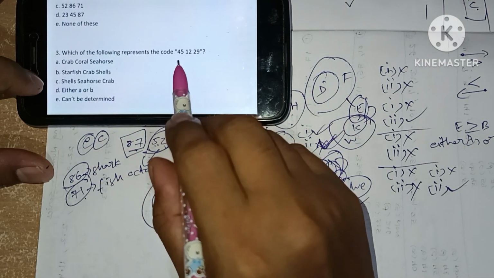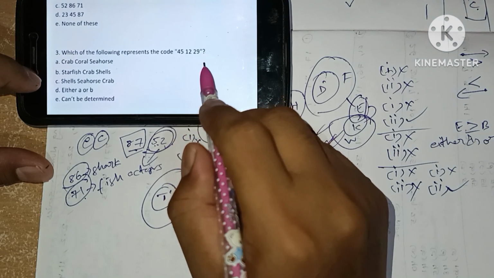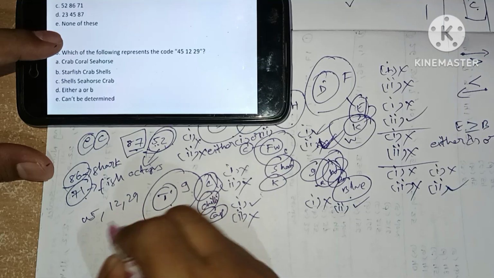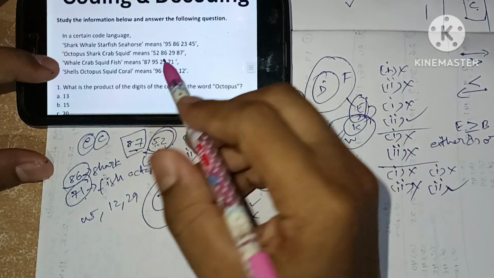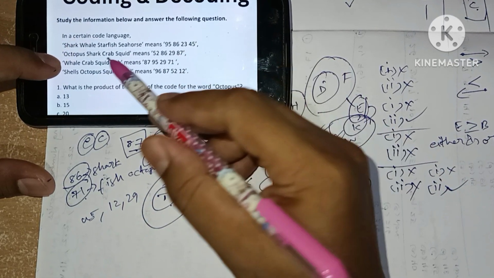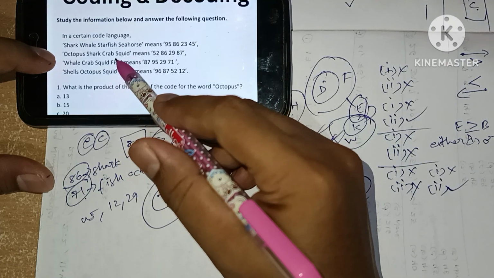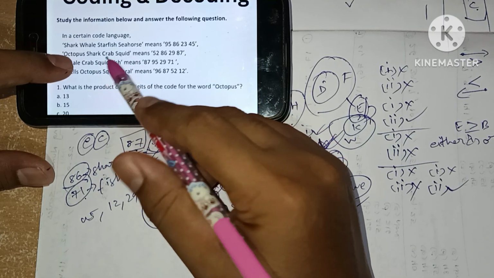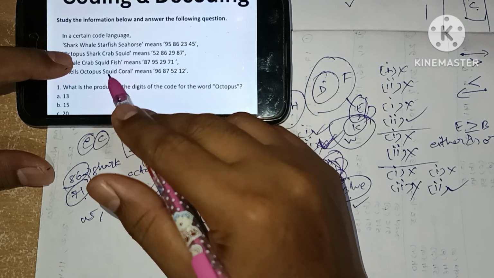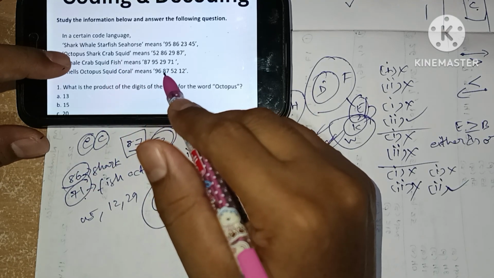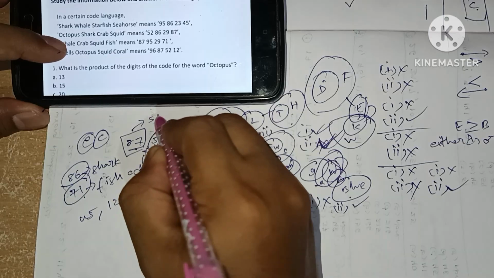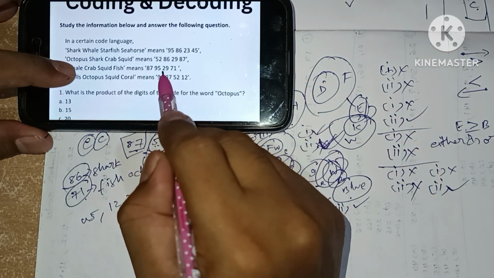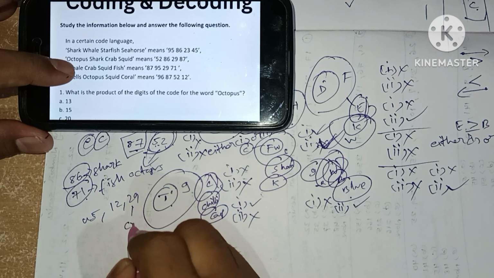Next, third question. 45, 12, 29. We need to find this one. Here we see 29 here and 29 here. In between both we have a common word, which is crab. We already saw squid. The squid value is 87. 87 is nothing but a squid. So the crab value is 29. Crab.